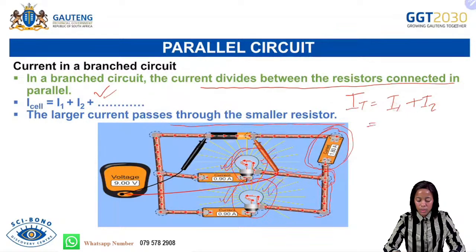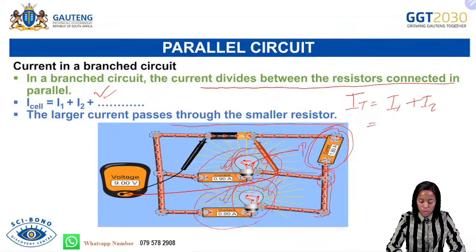But because now we only have 2 resistors, we are only going to calculate I1 plus I2. So let's say now we want to calculate the total current in the parallel part of the circuit. The parallel part of the circuit is where the current is divided. So what is it that we are going to do? If the light bulb at the top, we are going to call it R1, and the light bulb at the bottom, we are going to call it R2.